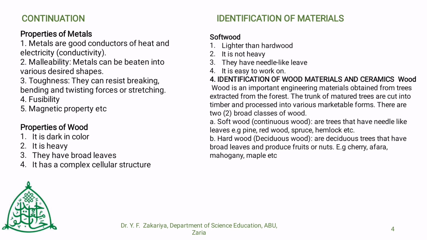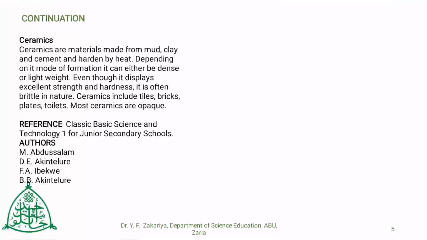These are trees that have needle-like leaves, e.g. pine, redwood, spruce, hemlock, etc. B, hardwood, that is deciduous wood, are deciduous trees that have broad leaves and produce fruits or nuts, e.g. cherry, afara, mahogany, maple, etc.